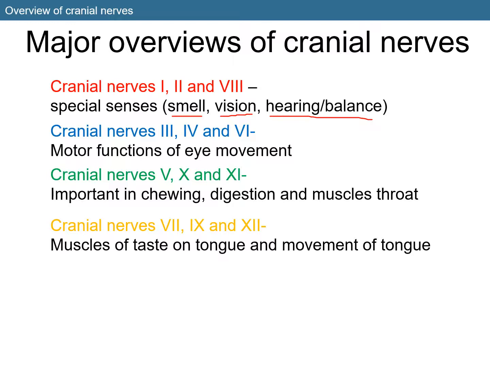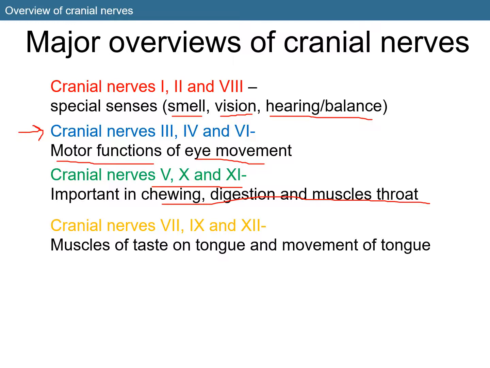Cranial nerves number 3, 4, and 6, absolutely imperatively interesting. All of them are involved in eye movements, right? And there will be a lot of really interesting studies that we can do on these cranial nerves to look at brain damage and use this as a way to note where the brain damage may have occurred. Cranial nerves number 5, 10, and 11 are important for chewing, digestion, and muscles in the throat.